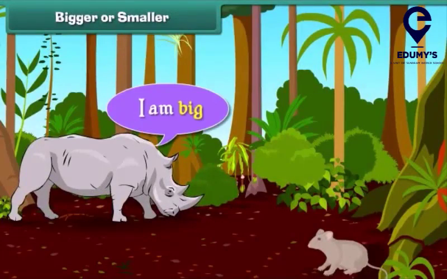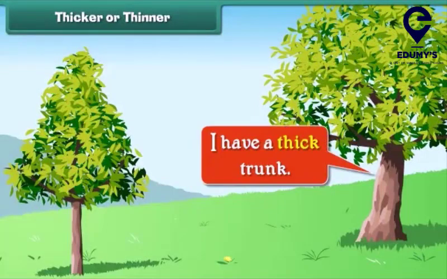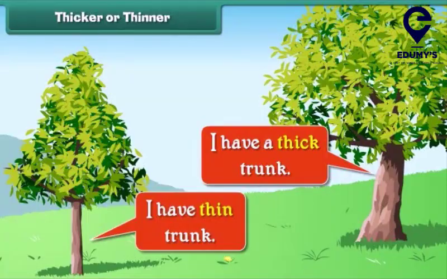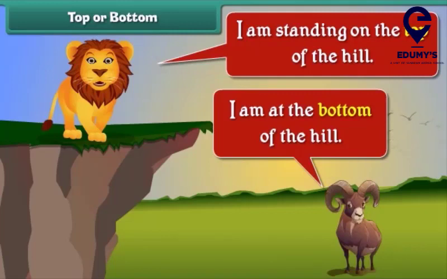I am big. I am small. I have a thick trunk. I have thin trunk. I am standing on the top of the hill. I am at the bottom of the hill.